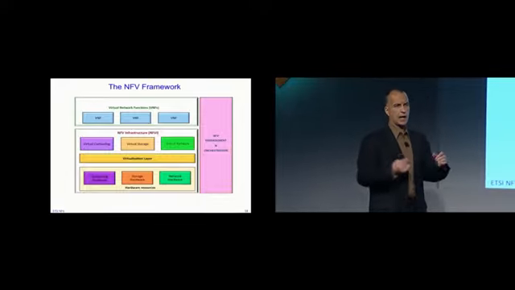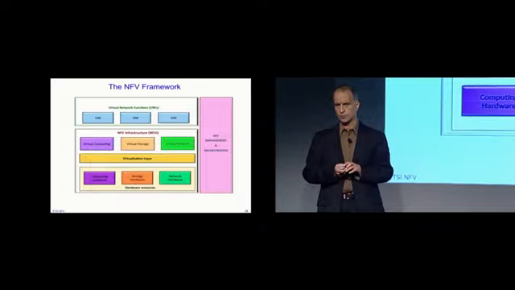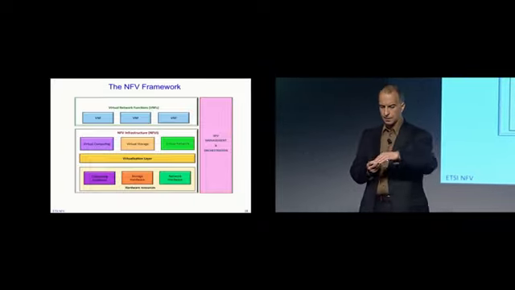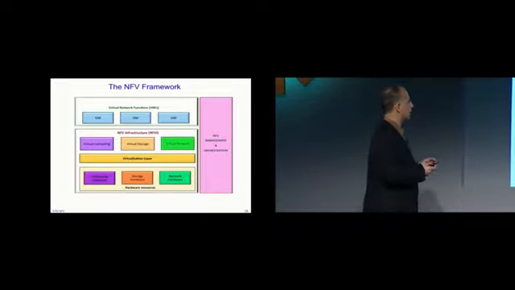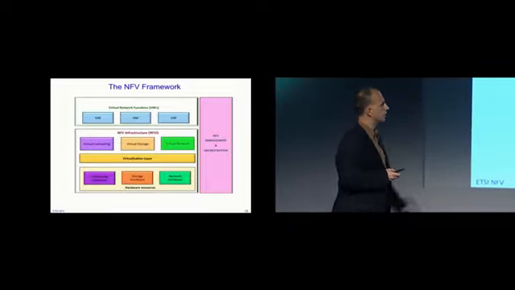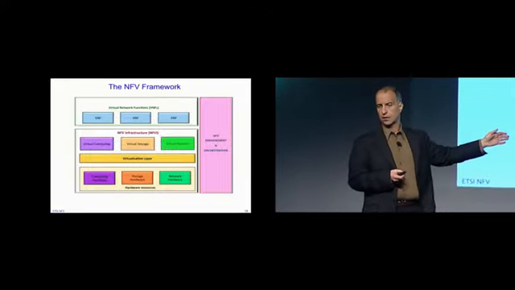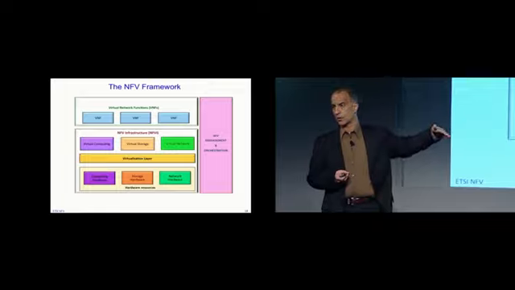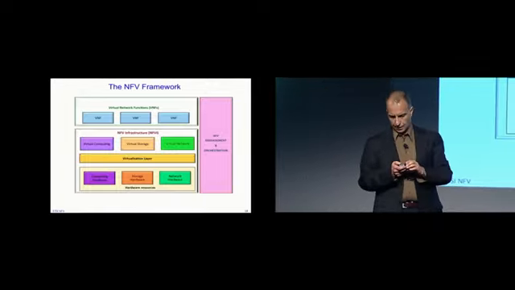So this is the high-level view of the NFV framework. This is something that we have published. You see the hardware resource on the bottom, then the virtualization layer. This is something that shouldn't come as a surprise to most of you. Then the VNFs running on top, and vertically across we have the NFV management and orchestration that essentially tries to manage all these different pieces of this framework.